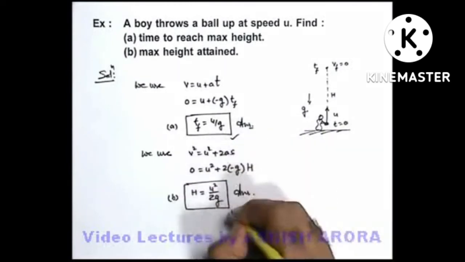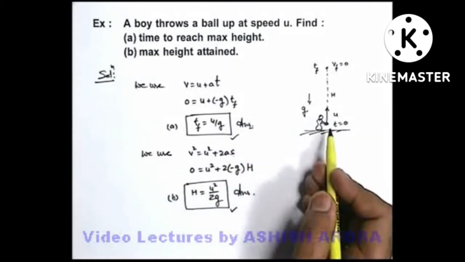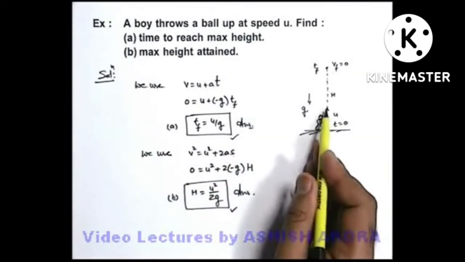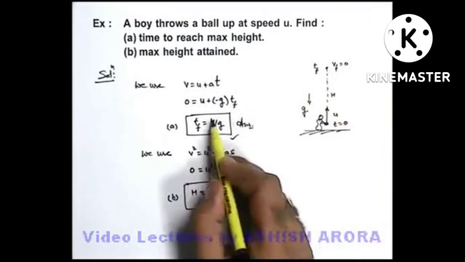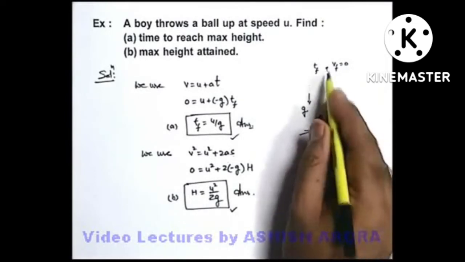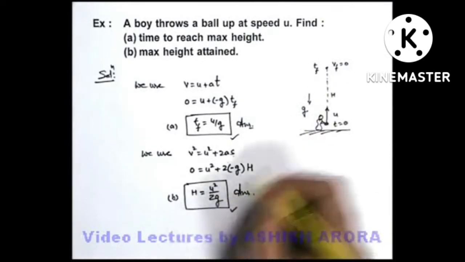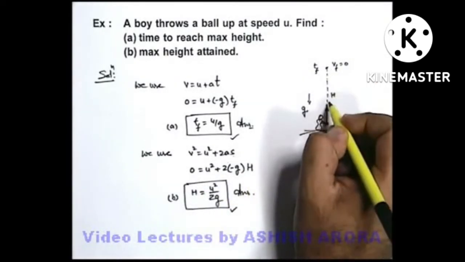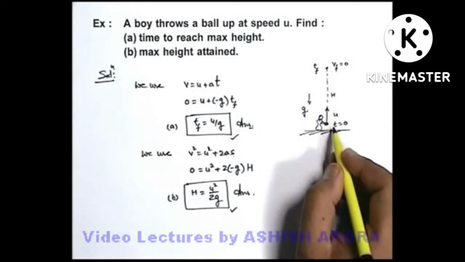So always you should keep these two results on your tips, because in several cases these are going to be used directly. When a particle is thrown up, it will take a time u by g to reach the maximum height where final velocity becomes 0, and the maximum height it will reach will be u square by 2g. And obviously it will not remain at rest over there, again it will fall. So it will take same time in coming back down.